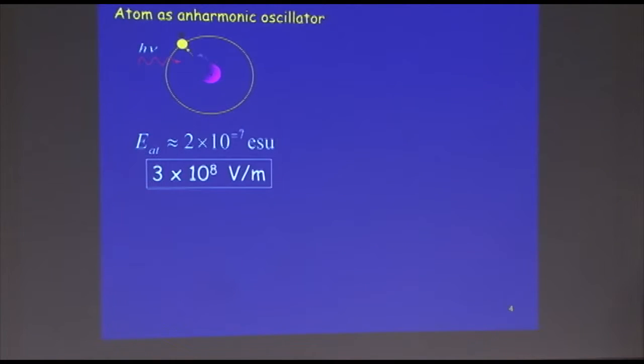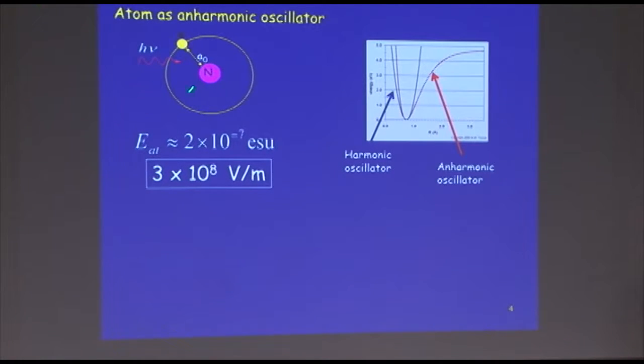Okay. So as Paulo discussed yesterday, a way to describe the effect of a high intense field on an atom is treating the atom as an anharmonic oscillator. So if you have a field which can be comparable to the internal field of the atom, and you produce a change in the position of the electron so that it is far from the equilibrium position, instead of having a harmonic oscillator, you have to consider an anharmonic oscillator.